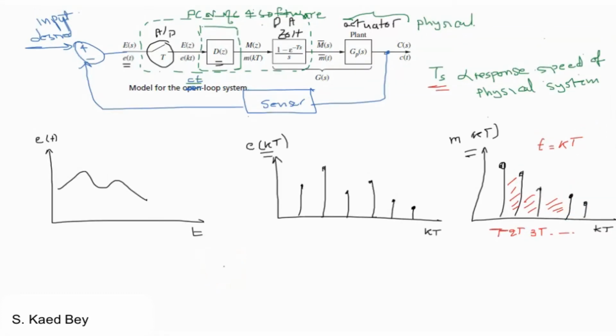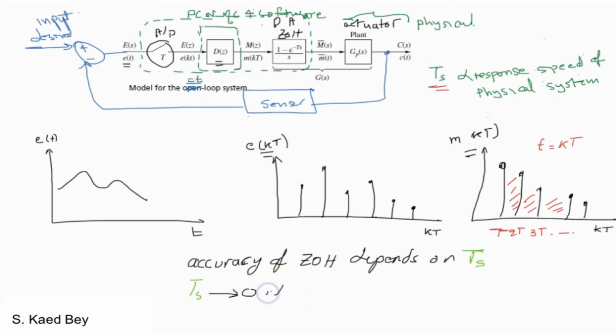It's worth noting that the accuracy of the zero order hold depends on the sampling period. When the sampling period approaches zero or becomes very small, then the output of the zero order hold approaches the continuous time signal.